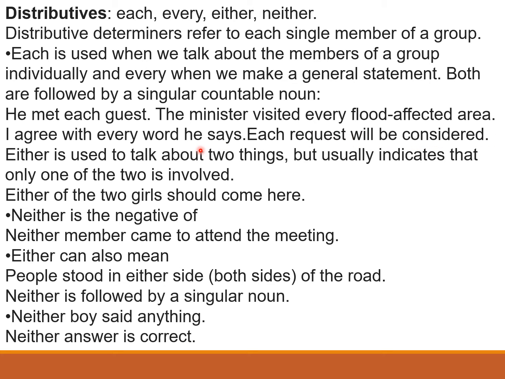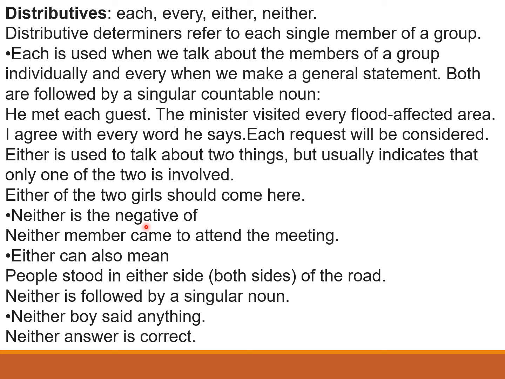So in this, each, every, either, neither. Each is used to mention everything individually, and every is used to give a general statement. Either is used to talk about two things but usually indicates only one. Neither is the negative. It shows nothing, nobody has been included in that. Neither member came to attend the meeting. Neither is the negative of either. That is, nobody came to attend the meeting.